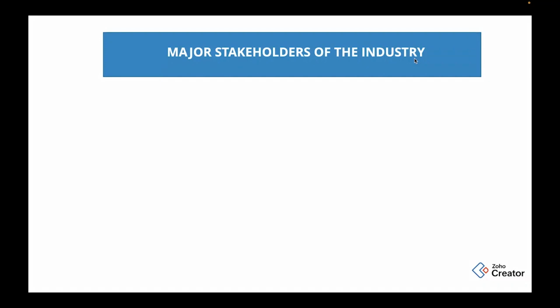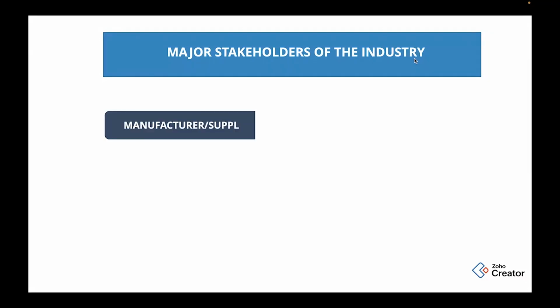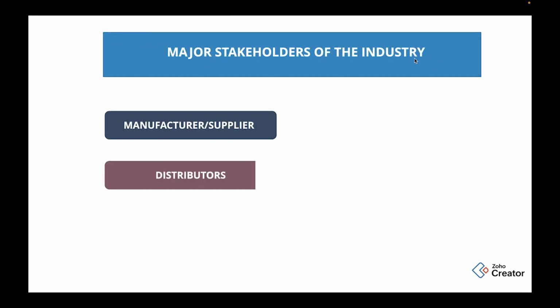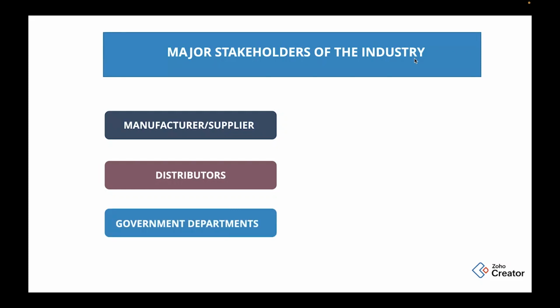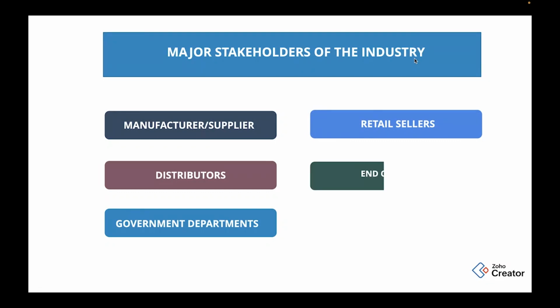Now let's see who are the major stakeholders of the industry. We have the manufacturers or the suppliers who create products on a large scale, and we have the distributors who take the products from the manufacturers and distribute them to the retailers. In between that, we have government departments as well, who set up policies and laws for smooth movement of freight, or smooth transportation of goods from one place to the other. And then we have the retail sellers who sell products to the end customers. So these are some of the major stakeholders of the industry.